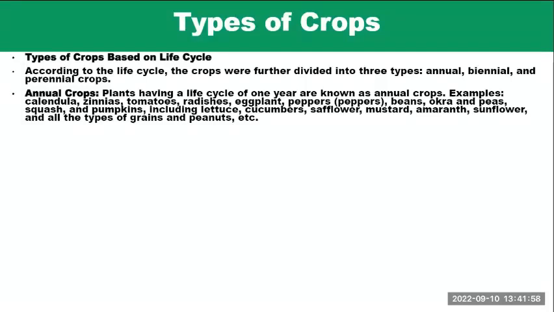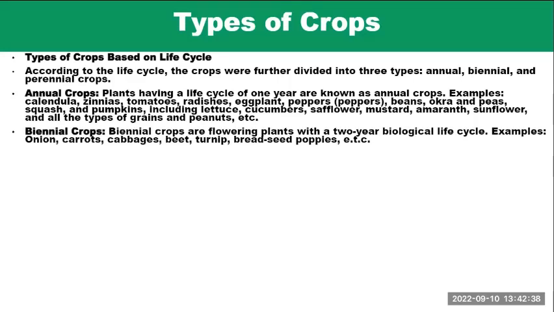calendula, zinnias, tomatoes, radishes, eggplant, peppers, beans, okra, peas, squash, pumpkins. They also include lettuce, cucumbers, safflower, mustard, amaranth, sunflower, of course, already mentioned, and all the types of grains and peanuts. These are all annual plants. So any plant that lasts for a year or has a life cycle of 1 year is an annual plant.